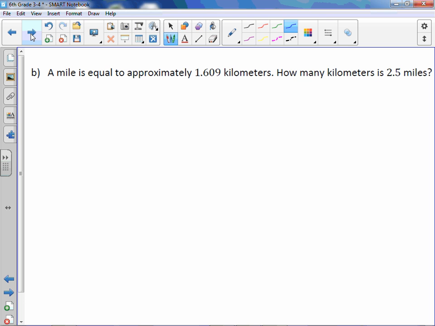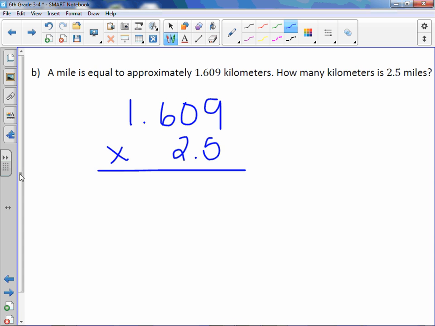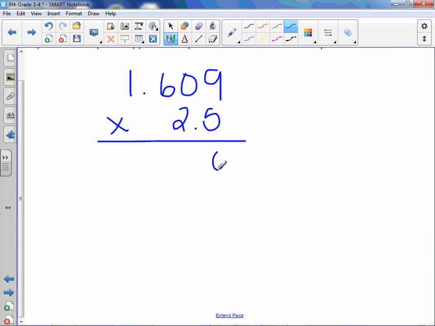Letter B. 1 mile is equal to approximately 1.609 kilometers. How many kilometers is 2.5 miles? So if 1 mile is about 1.609 kilometers, and we want to know 2.5 miles, we're going to multiply those two together. 5 times 9 is 45. 5 times 0 is 0, plus 4 is 4. 5 times 6 is 30. 5 times 1 is 5, plus 3 is 8.